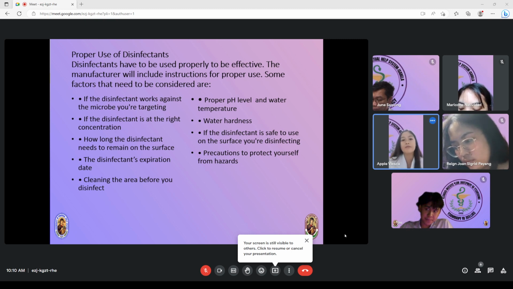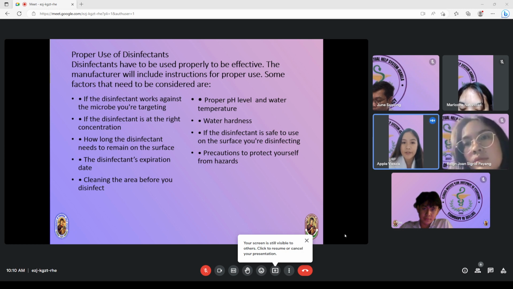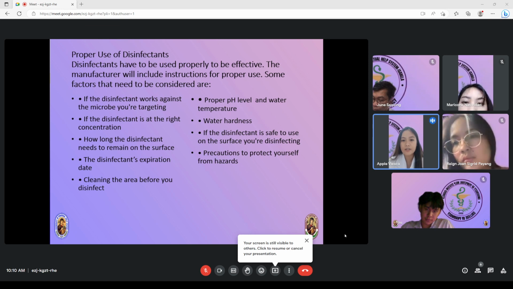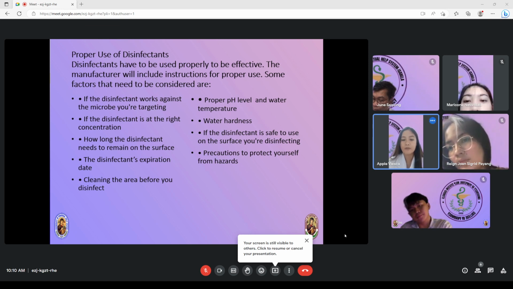Proper use of disinfectant. Disinfectants have to be used properly to be effective. Some factors that need to be considered are if the disinfectant works against the microbe you're targeting, if the disinfectant is at the right concentration, how long the disinfectant needs to remain on the surface, the disinfectant's expiration date, cleaning the area before you disinfect, proper level of water temperature, water hardness, if the disinfectant is safe to use on the surface you're disinfecting, and precautions to protect yourself from hazards.